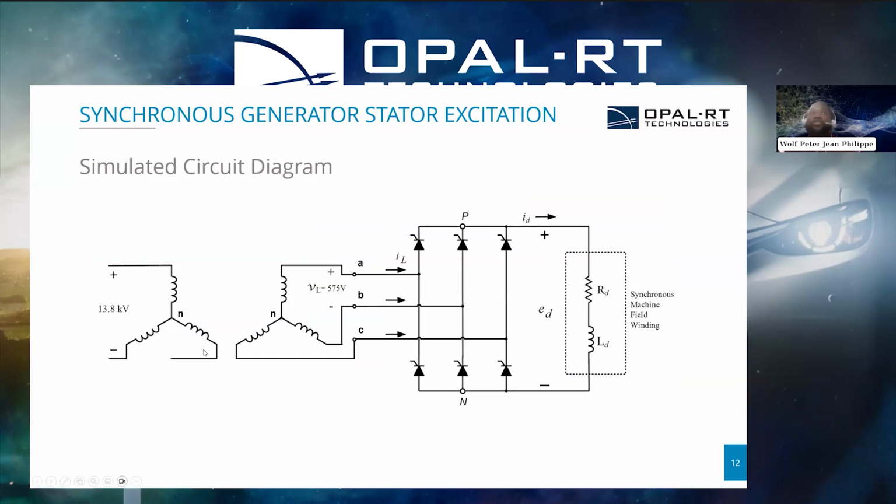I'm going to show the result that we are simulating. We have a hydro generator, 13.8 kilovolt, 60 hertz, and line to line we have 57 volt. That's supplying voltage to a full bridge rectifier. We have 6 rectifiers here, and the output is going to excite the synchronous machine field winding.